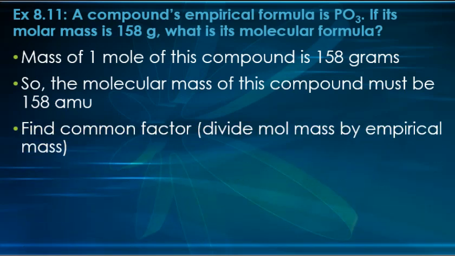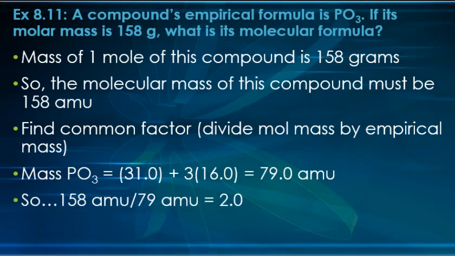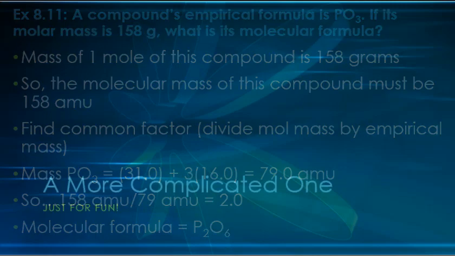So find the common factor. You divide the molecular mass by the empirical mass. We had to find the empirical mass of PO3: 31 for P, times 3 of the 16 for O, gives me 79. Now I divide the molecular mass by the empirical mass: 158 AMU divided by 79 AMU gives me 2. Hooray. And what am I going to do with that 2? Distribute it. So I'm going to have P2O6. It's not really so bad, right?